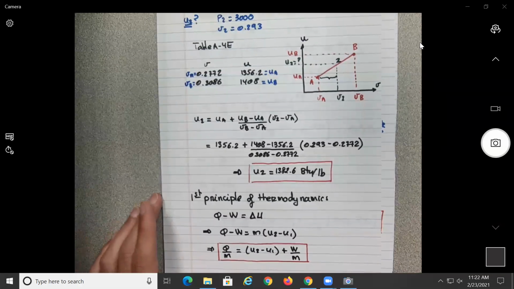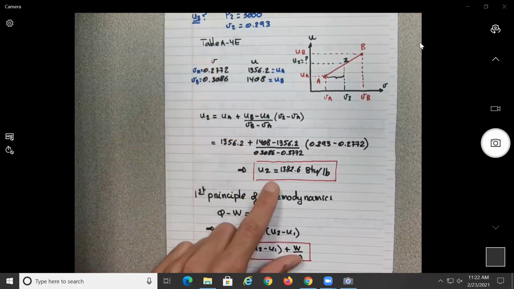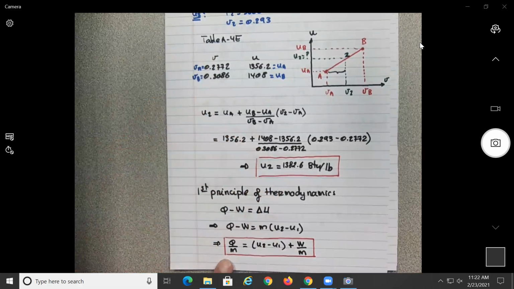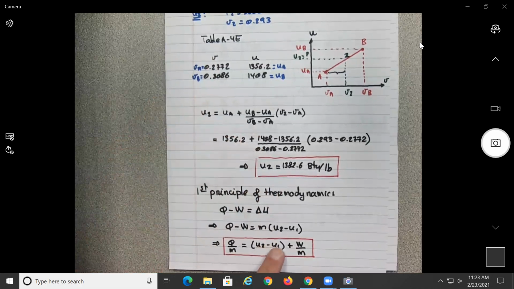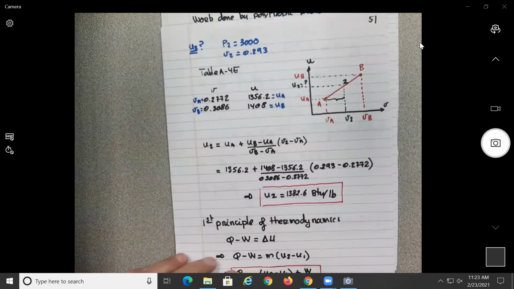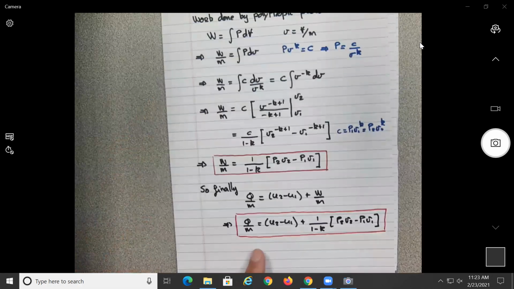So we did how to do an interpolation to find the U, and then at the end we went back to the principle of thermodynamics. So Q over M was equal to the change in internal energy plus the amount of work done by the polytropic process, all right? So we wrote down the equation. We needed to find the work over M for the polytropic process, and this was the relation we had. So, all right, let's do the calculation and see what happens.